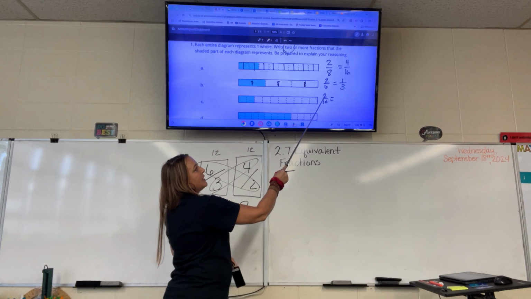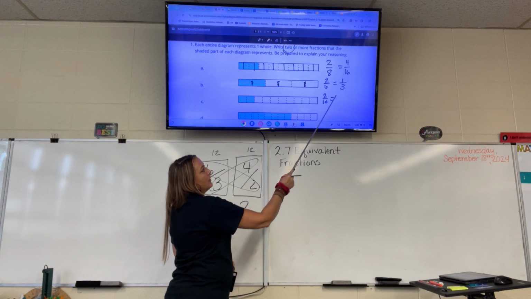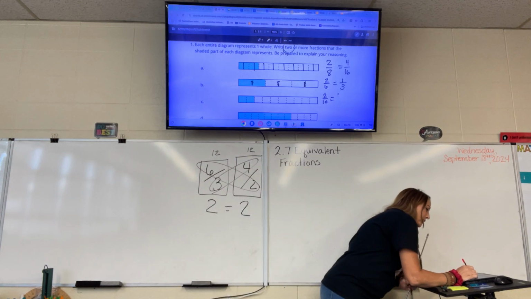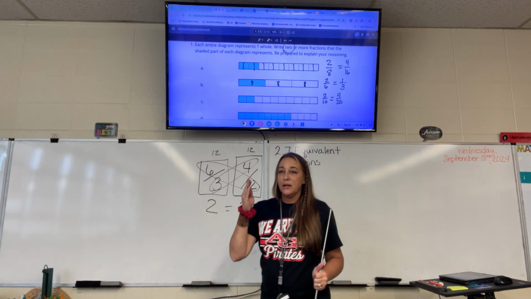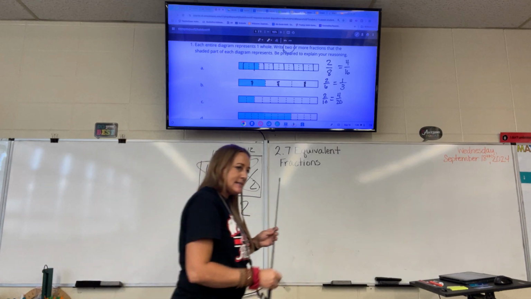If you multiply 2 times 2, what do you get? 4. If you multiply 10 times 2, what do you get? 20. 20. So 4 over 20 would work as well if we split them all. Devin, you getting that? Is that making sense? Okay.